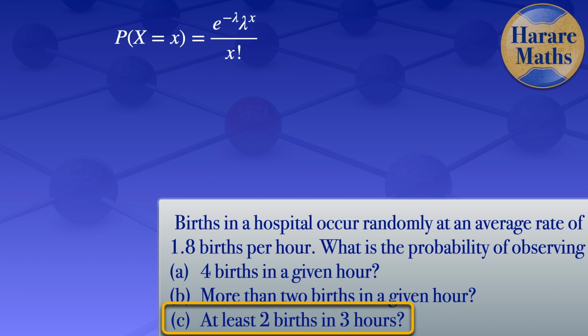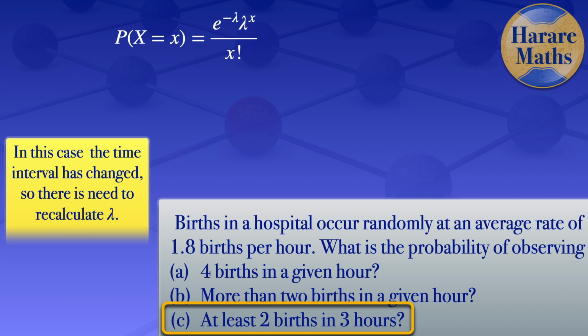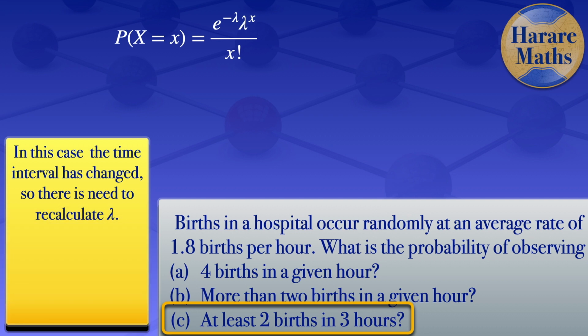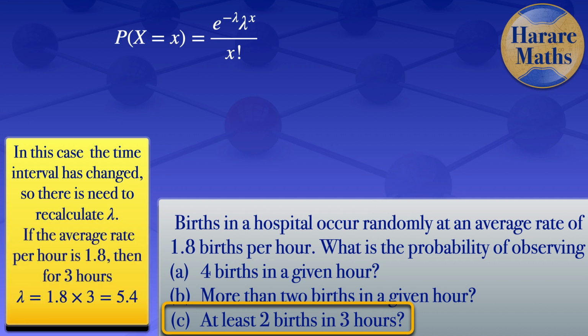I now move on to the last one, the probability of observing at least 2 beds in 3 hours. For 2 beds in 3 hours, our rate is now changing. For the other ones, we were using a rate which is per hour, so we would need to recalculate our lambda. If the average rate per hour is 1.8, then for 3 hours we would have to multiply by 3. So our lambda now will be 1.8 times 3, which gives us 5.4. So for part C, we are using a rate of 5.4 per 3 hours.